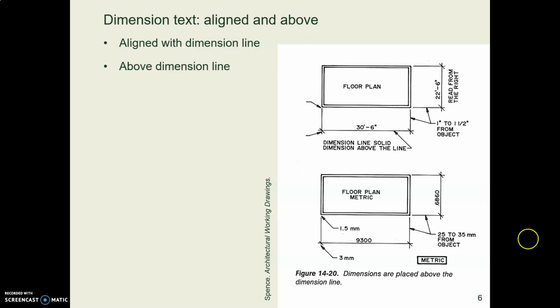Here are two versions of the same floor plan. This is out of an architectural working drawing book. In the top, the floor plan is dimensioned with feet and inches. In the bottom, this author has shown the same sizes in millimeters in case you're interested. I don't know why you would be, but there they are. In either case, though, you can see the text is aligned and it is sitting above the dimension line. That's the main point.